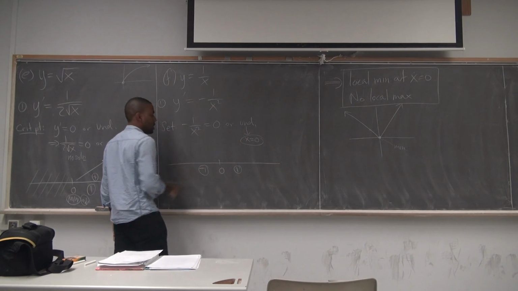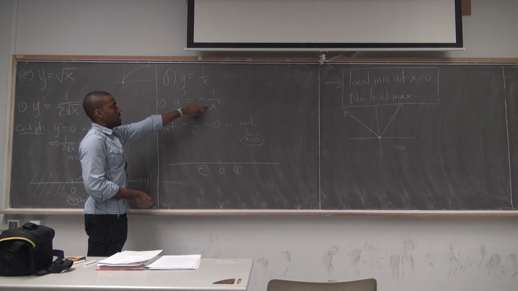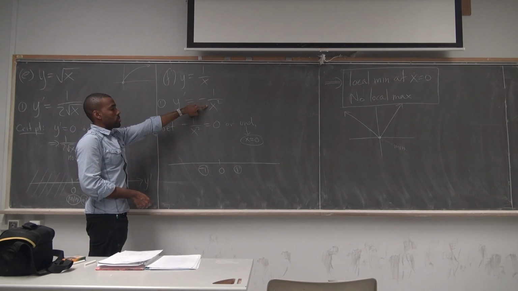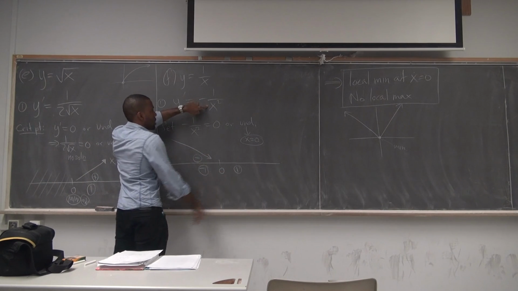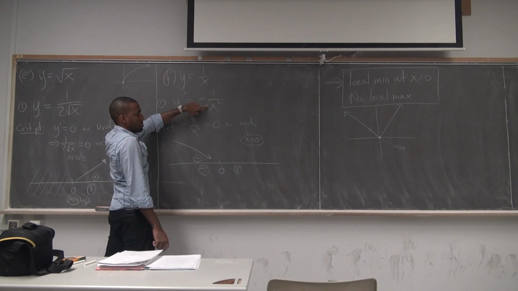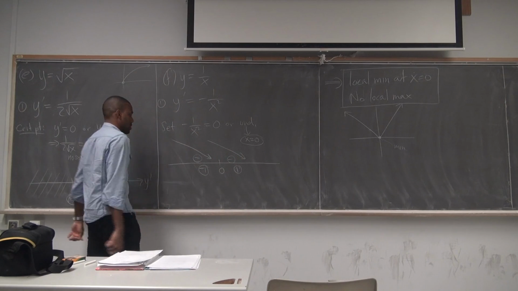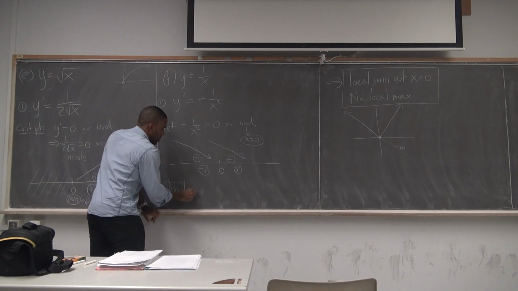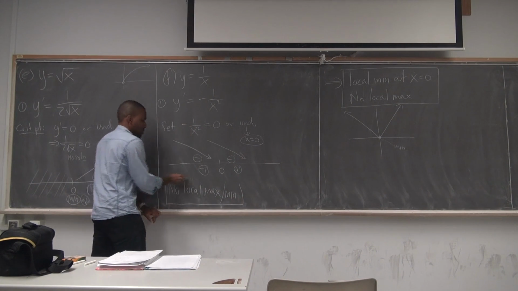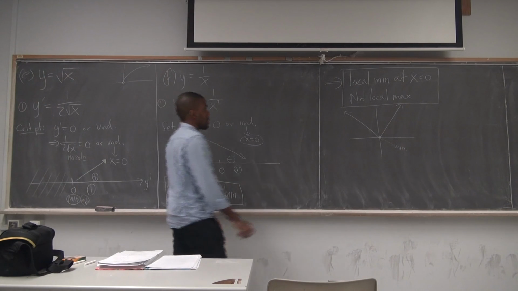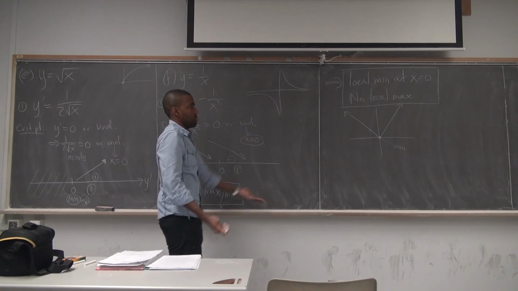Plug in a number here, plug in a number here. Now, if I plug in a number here into this, what do I get? Positive or negative? It's negative. Which means decrease it. Plug in a 1. Still negative. Decrease it. So that guy's nothing. Decreasing on both sides. In fact, more than that, it doesn't even exist at zero. So it's nothing.